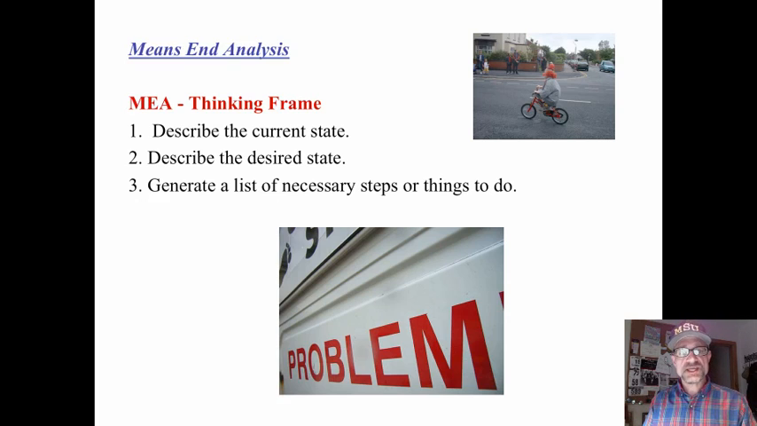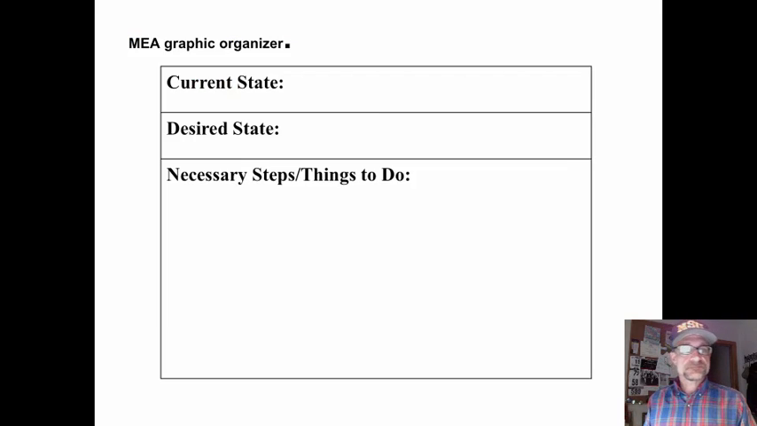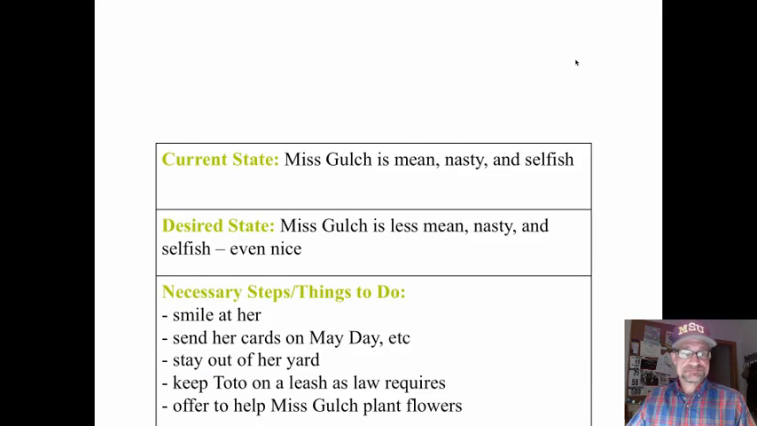Now, some of you are saying, hey, isn't that what an IEP is? Yes, it is. Thank you for thinking. And here is the graphic organizer. Current state, desired state, necessary things to do. Used to teach the strategy, to organize thinking, and eventually to document that they can do this skill.